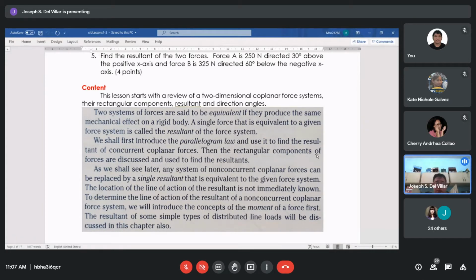Now, the longer diagonal of the parallelogram serves as the resultant of the two given forces. So that is the parallelogram law, a graphical way of finding the resultant. We measure using a ruler or scale the magnitudes of the forces and the resultant, and then the angle of the resultant is measured using a protractor. So that is the parallelogram law.